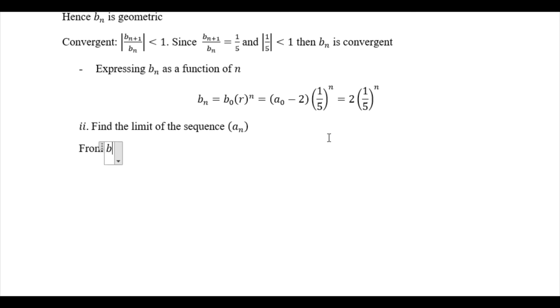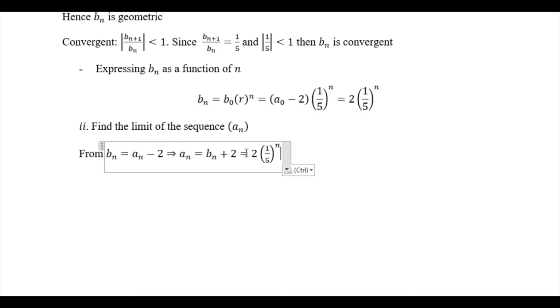So from the earlier part, we have b of n is equal to a of n minus 2. We can get a of n. So it means that our a of n is simply equal to b of n plus 2. But we know what b of n is. This is b of n. So b of n plus 2 is just this plus 2. Now we can factor out 2 and we get 1 plus 1/5 raised to the power n.